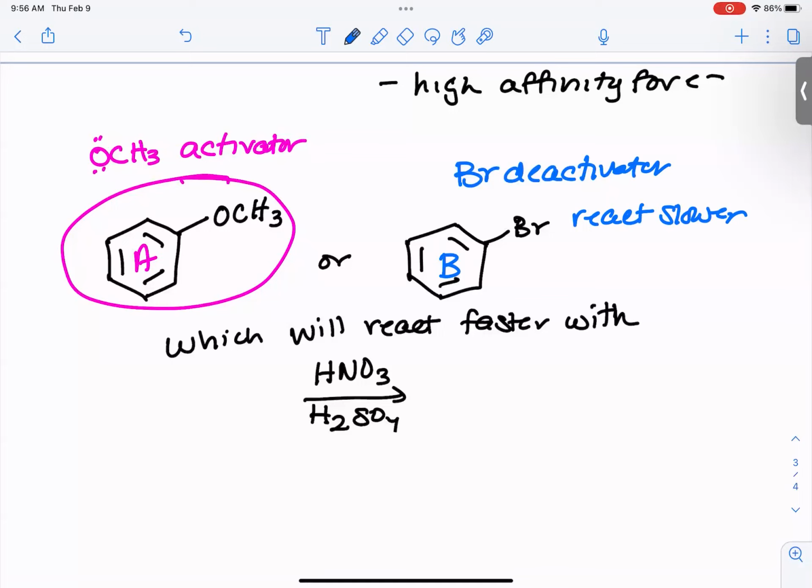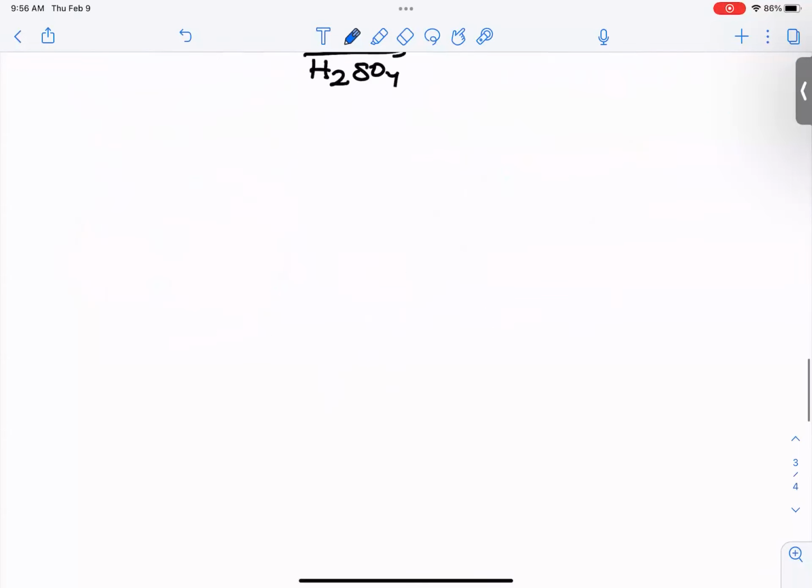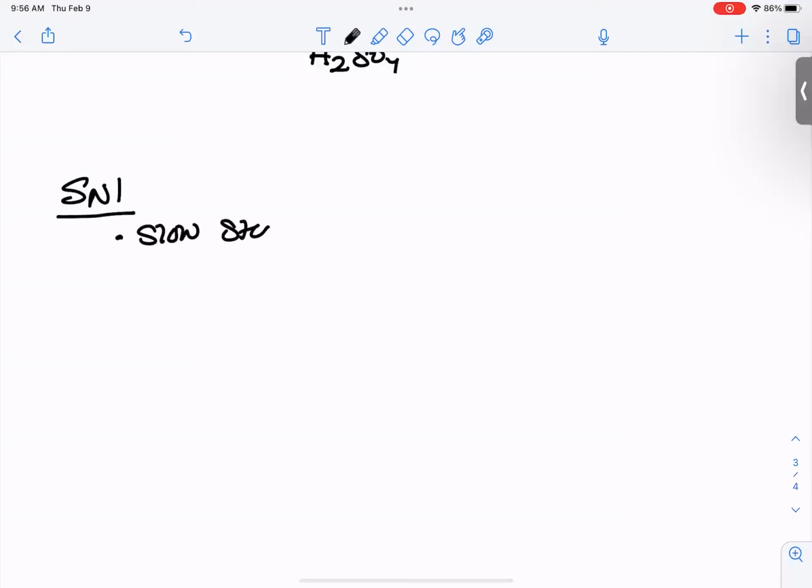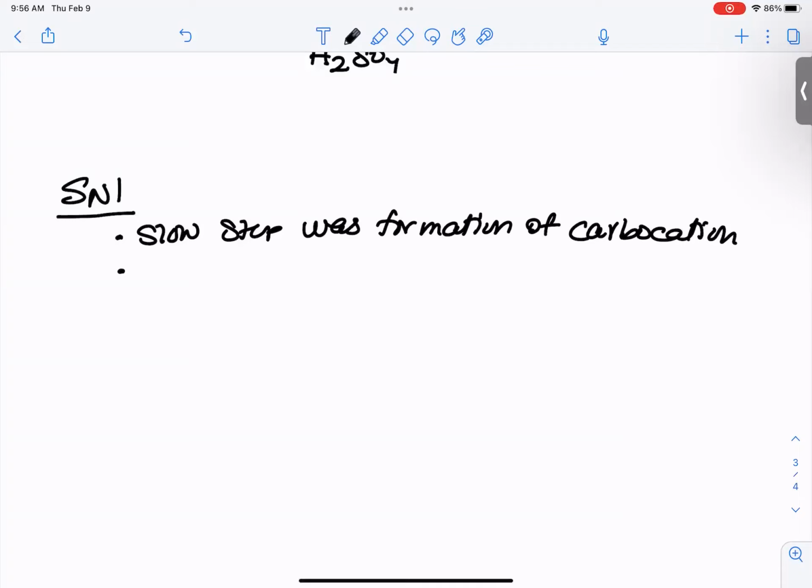Okay, so in all of the reactions that we've looked at, I've given you substrates. So let's just take SN1. In each reaction that I've gone through, and we've discussed the mechanism, we looked at the slow step, which was formation of the carbocation. So in order to react faster by SN1, you make the more stable carbocation.